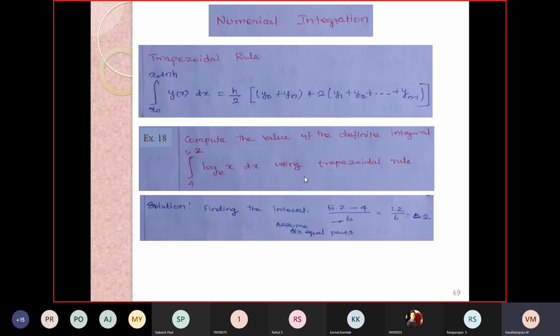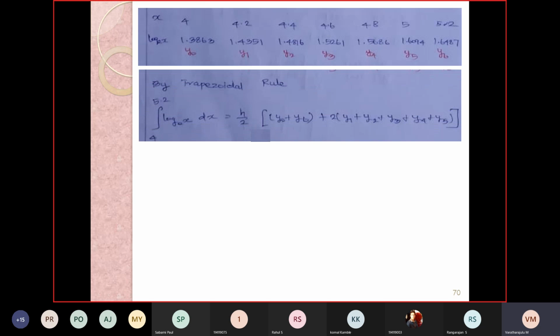Now to find the interval, keep this formula: the upper limit minus lower limit divided by n, where n is the number of equal parts we are willing to make. Therefore we get 1.2 divided by 6, which is equal to 0.2. And see, when x is equal to 4, ln x becomes 1.3864. Similarly, till 5.2, we need to get the data with the calculator, and then apply the trapezoid rule.